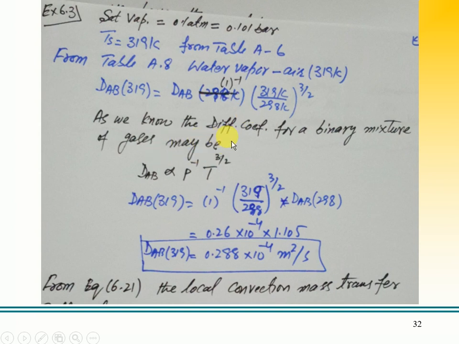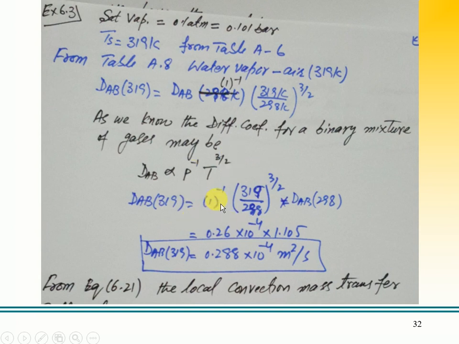As we know, the diffusivity coefficient for the binary mixture of gases DAB is equal to P to the power minus 1 times T to the power 3 by 2. So from this equation, I find the value: DAB at 319 is (319 by 298) to the power 3 by 2 multiplied by DAB at 298. This value is given in the table, and this factor is to be multiplied if the temperature is different.